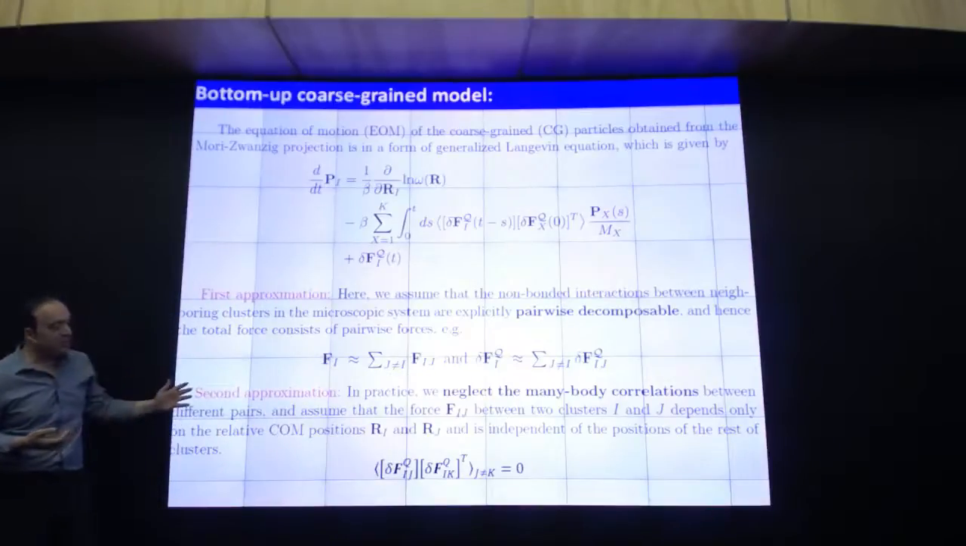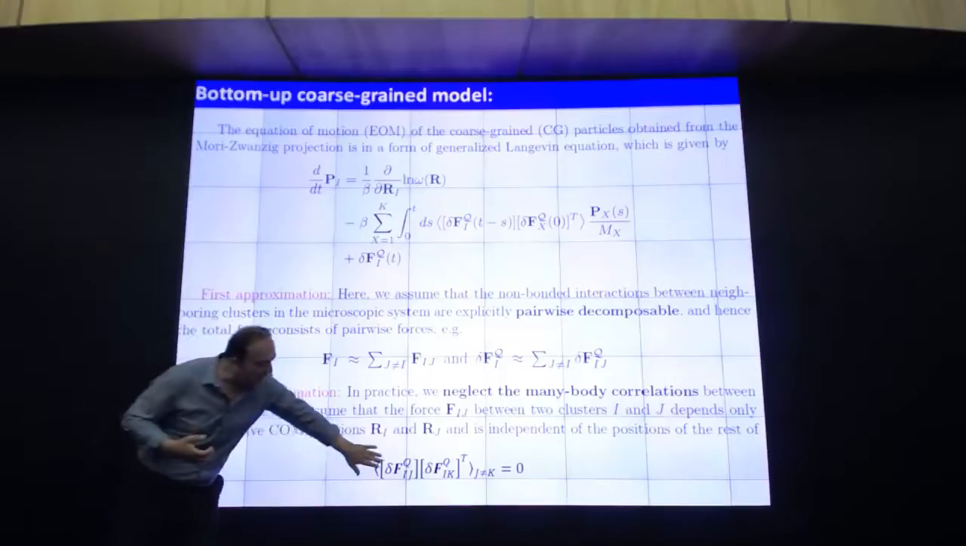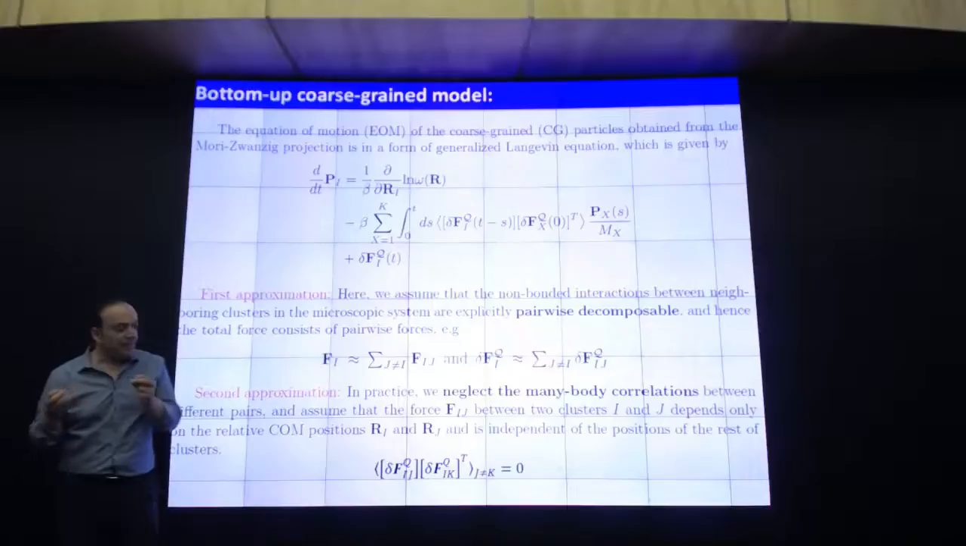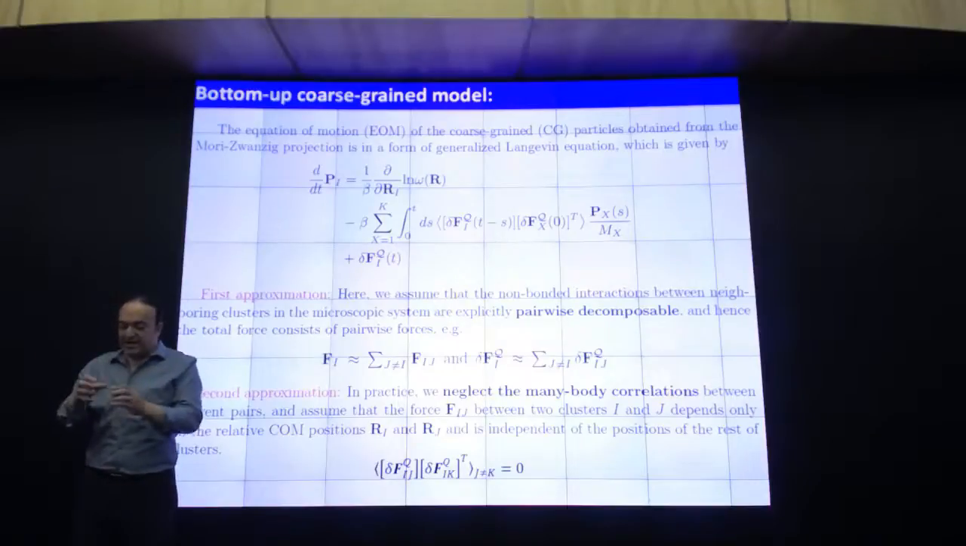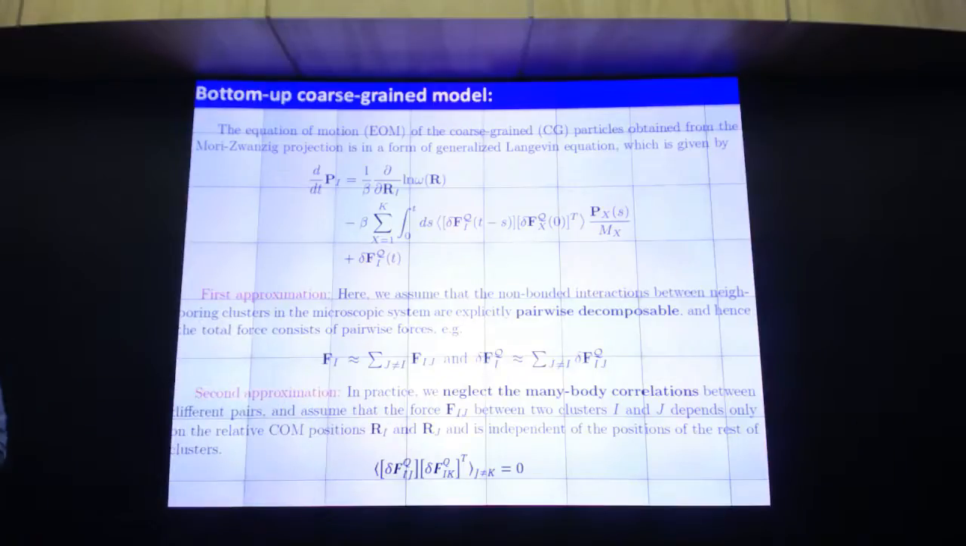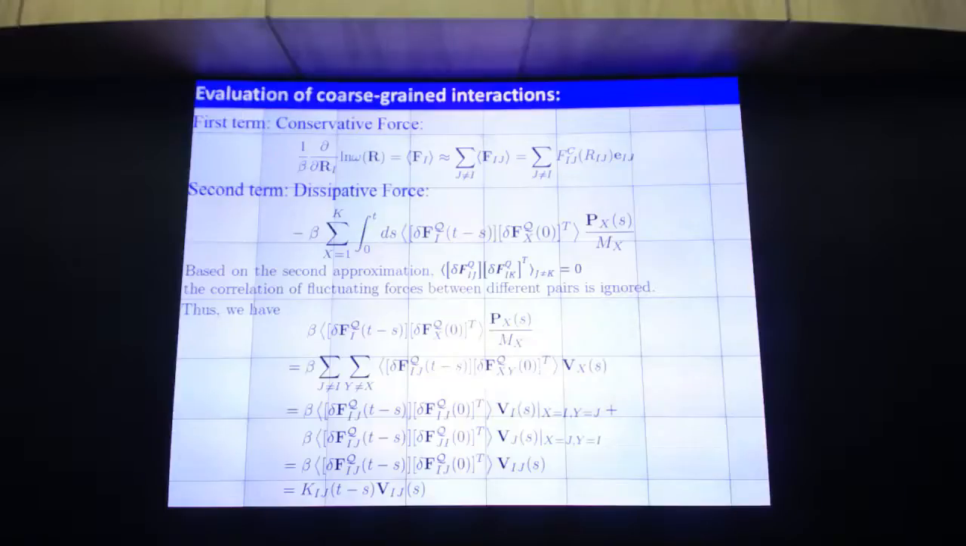The second approximation is that if I have two clusters, this random force delta F_ij, and I'm at cluster i, and I talk to j and k, this correlation is 0. In other words, the force F_ij between clusters i and j only depends on the relative center of mass positions of these clusters, and is independent of the position of the rest of the clusters. So we also have just the R_ij there, and we don't have many-body approximations.